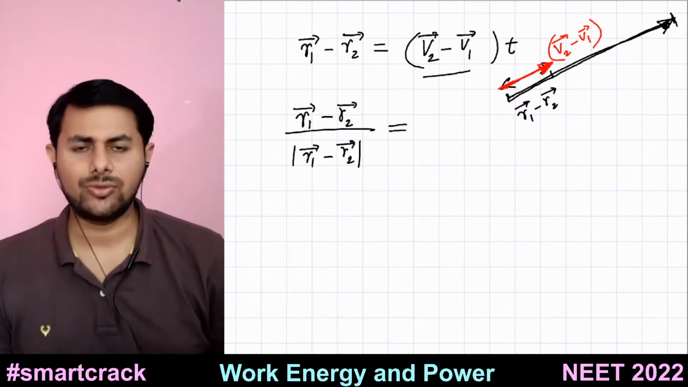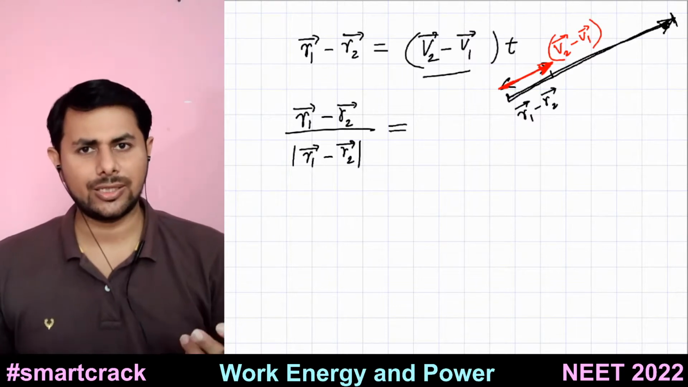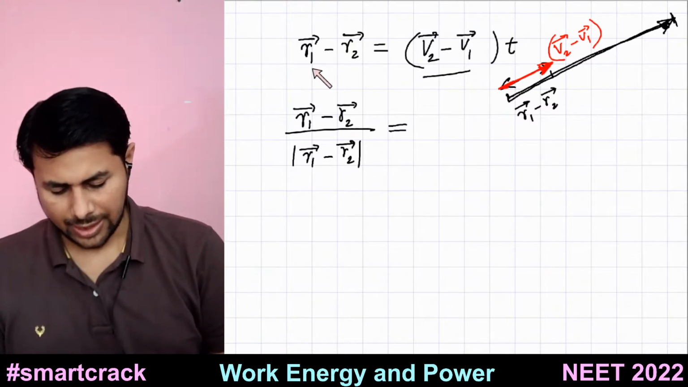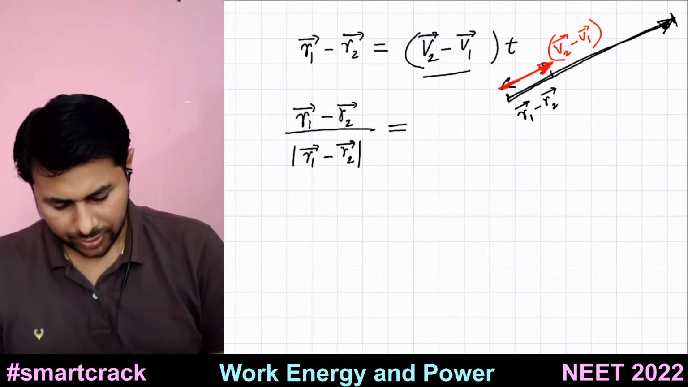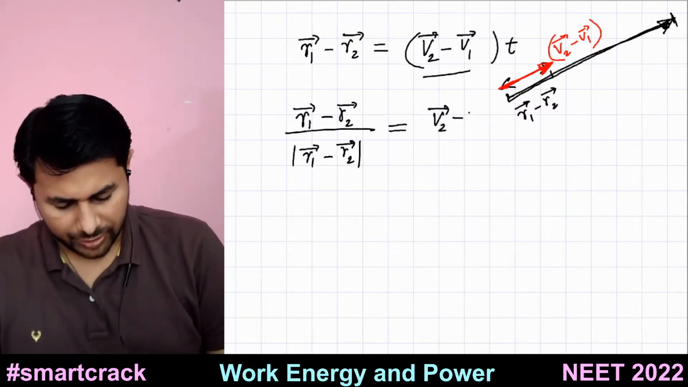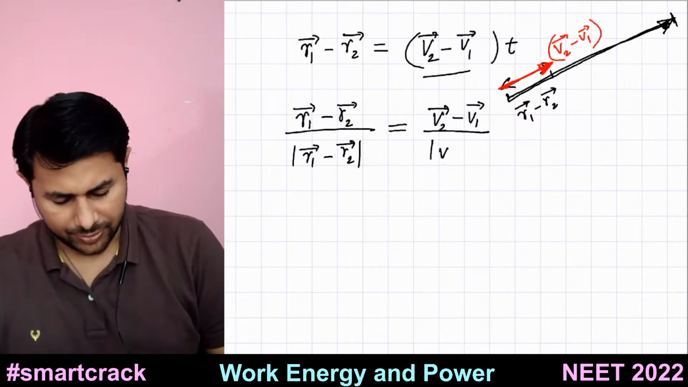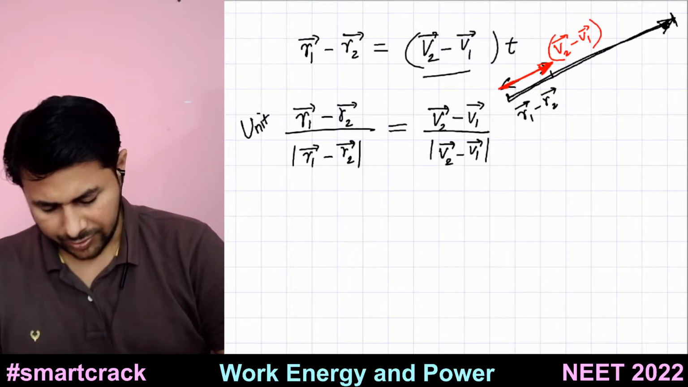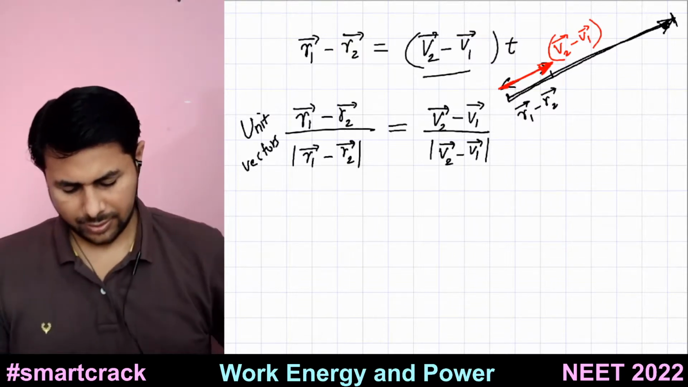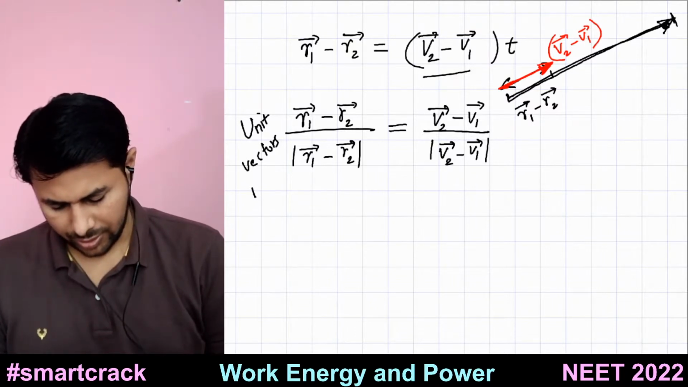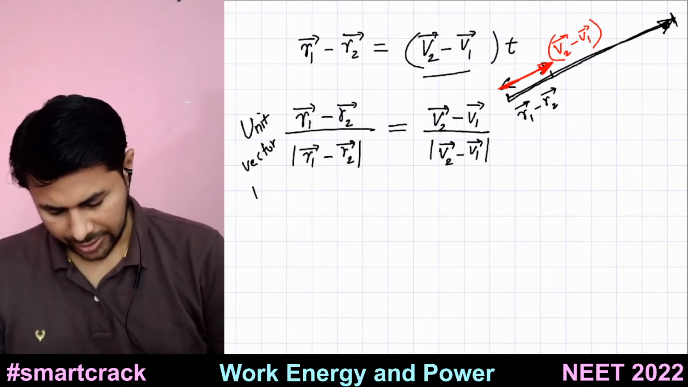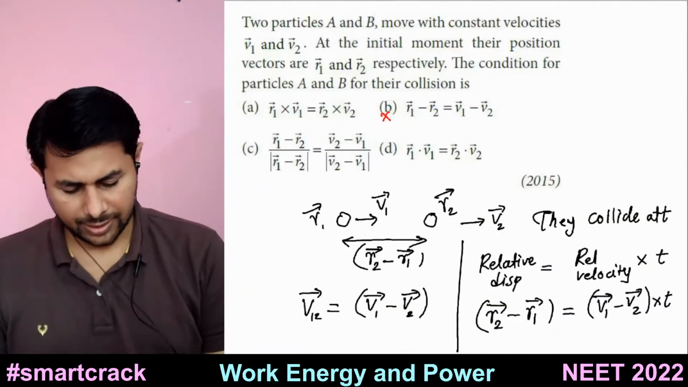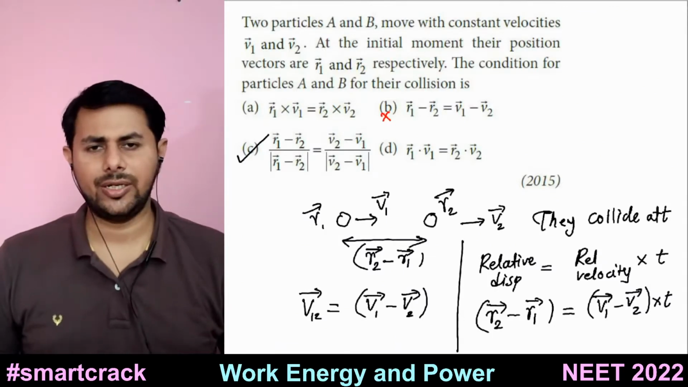So for these two vectors, the unit vectors should be in the same direction. That's what I am writing. So the unit vector for R1 bar minus R2 bar is equal to the unit vector for the second one, V2 bar minus V1 bar divided by its magnitude, V2 bar minus V1 bar. These are unit vectors. Unit vectors are equal. And that's why option C would be the answer.